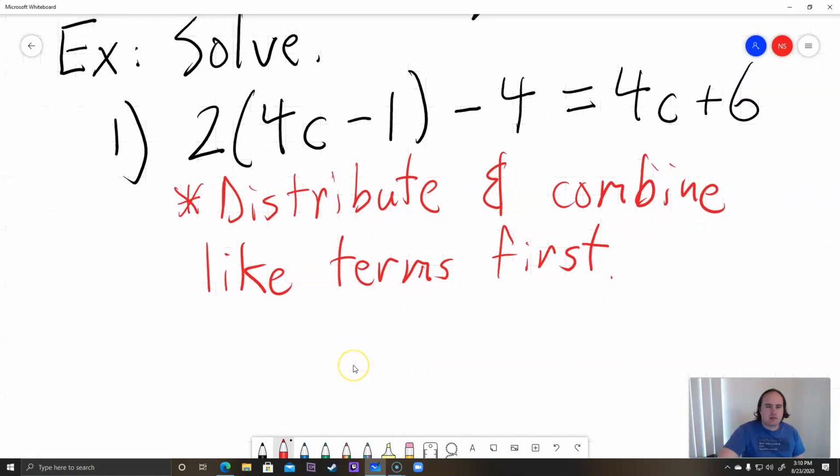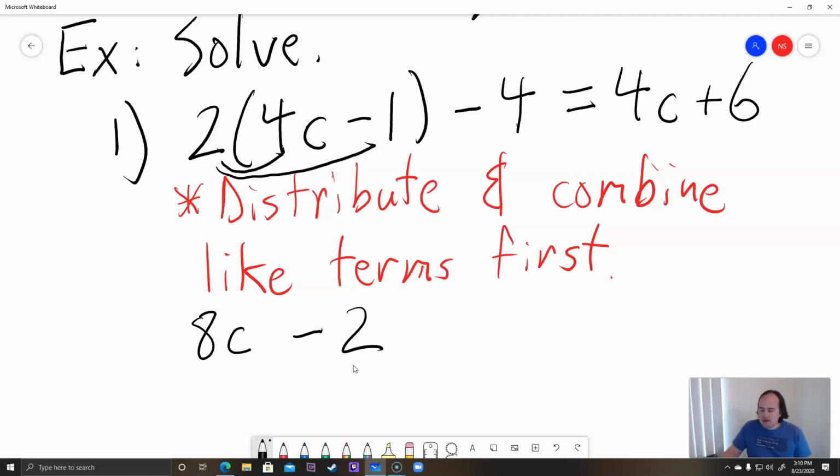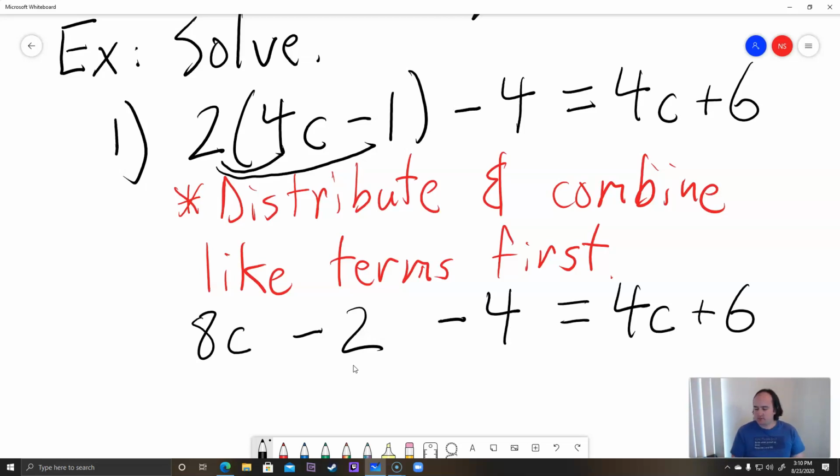So for this problem, we're going to go ahead and distribute the 2 to the 4c minus 1. So 2 times 4c is going to give us 8c, and then 2 times negative 1 gives us negative 2. So we have 8c minus 2 minus 4 equals 4c plus 6. We just completed the distribute part, and the next step is to combine like terms.